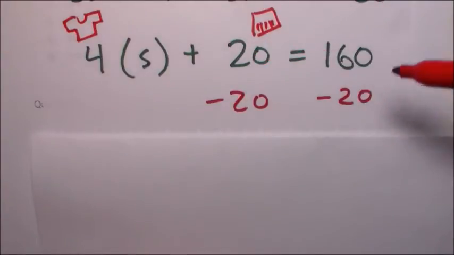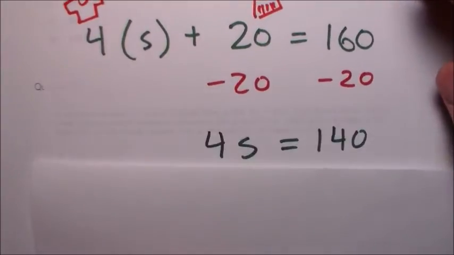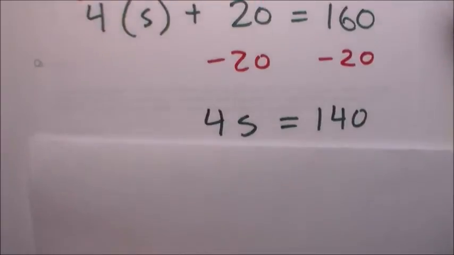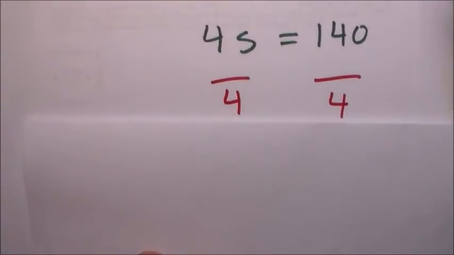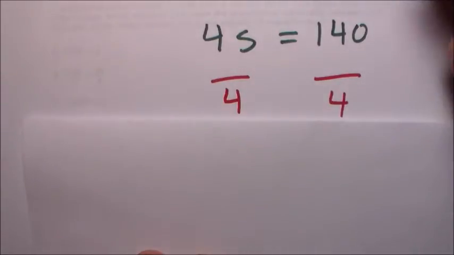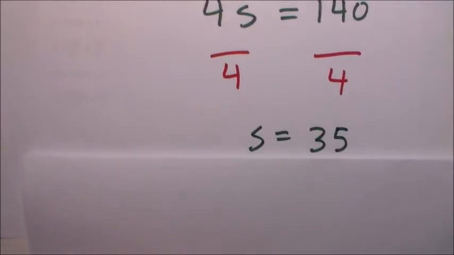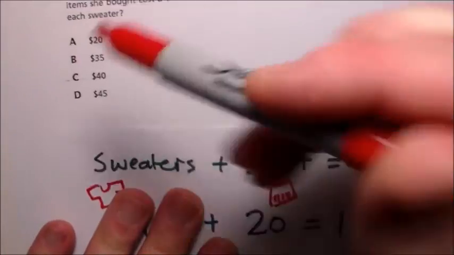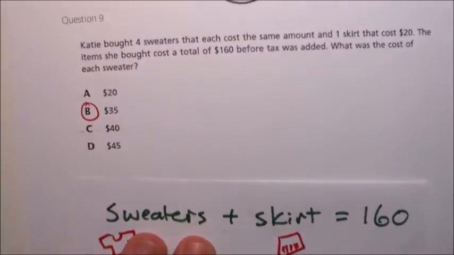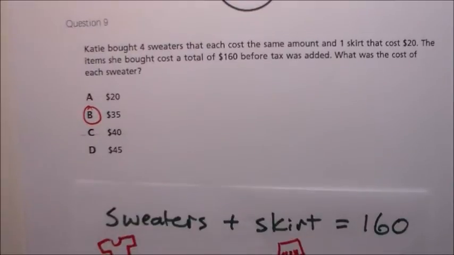That gets rid of this 20. That gets us to 140. 4s equals 140. What do we do now? We just divide each side by 4. That cancels out here. 140 divided by 4 gets us to 35. So that's our answer. Each of these sweaters is going to be $35. The answer is B. And we're good.